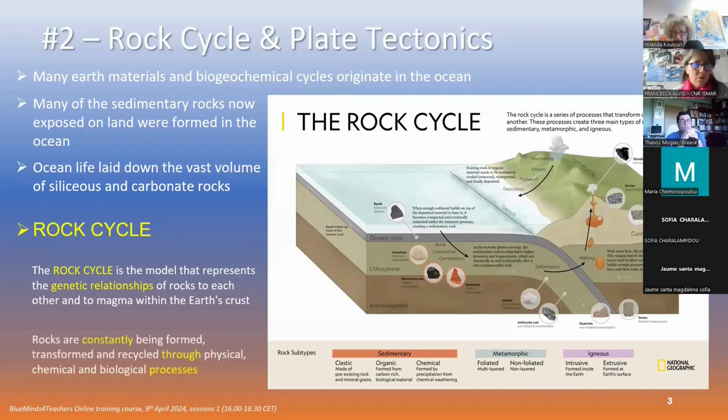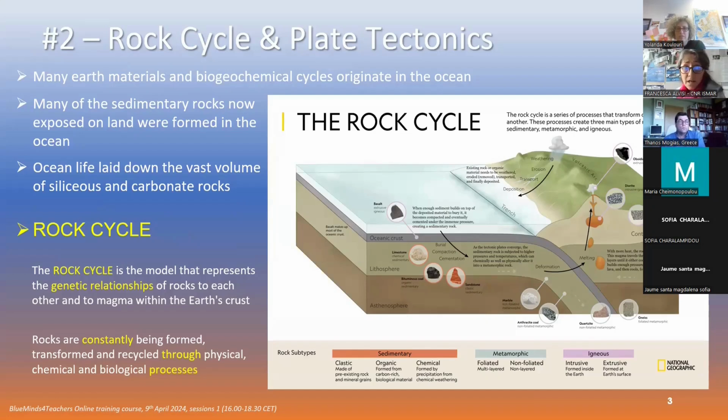So what about rock cycles? We know that most of the material on Earth is produced in the ocean, so most of our continents are made of marine rocks or material that originated in the ocean. So it is important to understand and learn about that. Even if you don't live close to the ocean, you can find traces of the ocean in your mountains, on your hills, and in your drainage systems, because most of our rocks are of marine origin.